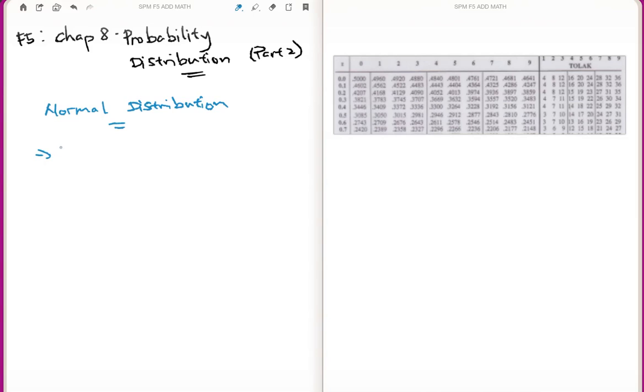Say for example, the distribution of height versus the number of students in a class, and it will be in a normal distribution, in a bell curve, or the percentage of students getting certain marks for additional maths. So here will be marks, then here will be the number of students.